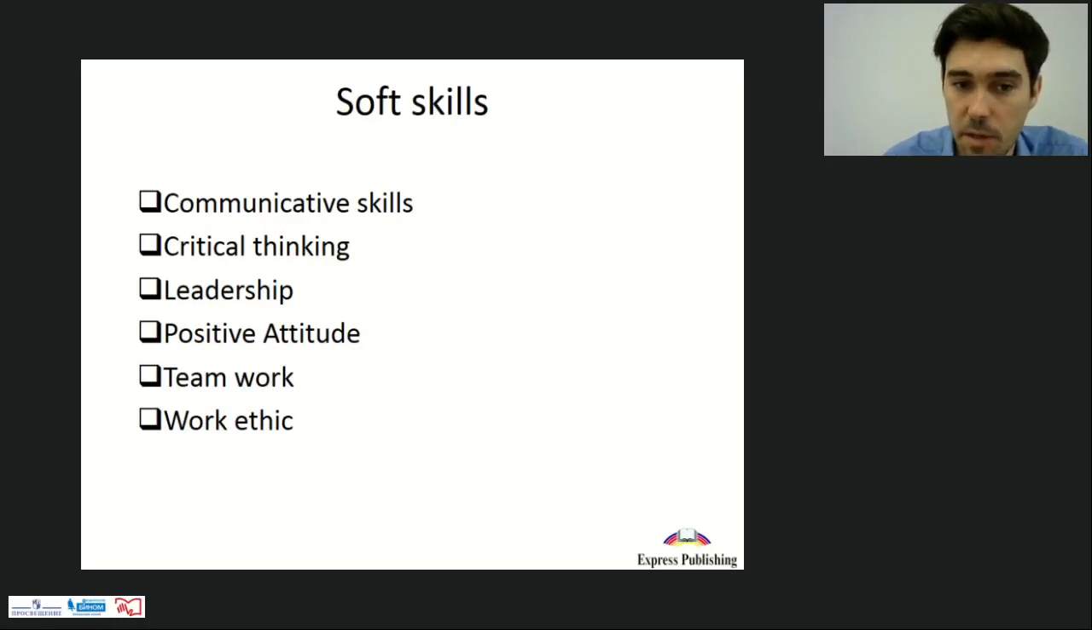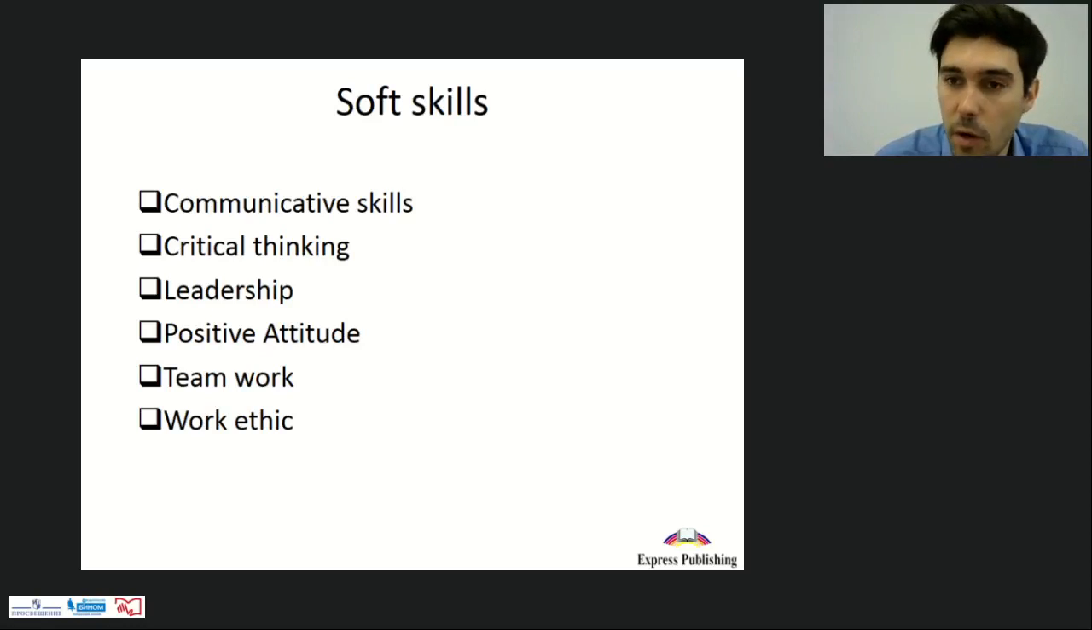In terms of positive attitude, teamwork and work ethic, these fall under the same category in that we have to allow our learners to develop these skills to become more flexible in the workplace, to be able to work well with other people, to work effectively within a team, to communicate and negotiate with other team members, and to perhaps put themselves in positions to help the rest of the team. So these are some essential soft skills that we should also aim to develop in our ESP classroom.